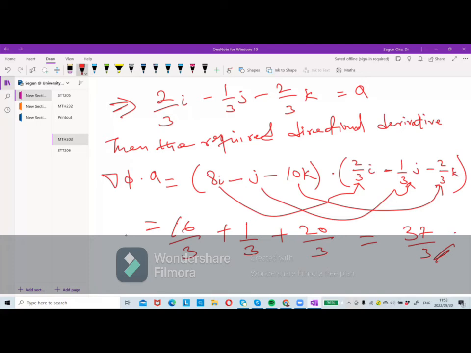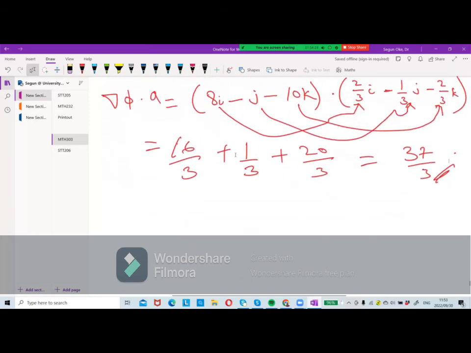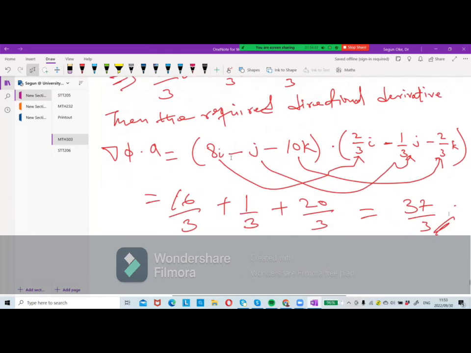Can we further divide it, or leave it as an improper fraction? You can leave it this way or use your calculator to punch the final answer. It depends on you.